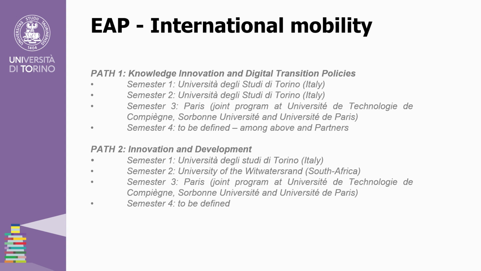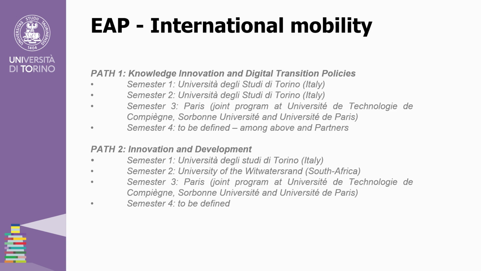Regarding the schema of the international mobility of the course Economic Analysis and Policy, these opportunities are organized in the following way. Regarding Path 1, Knowledge, Innovation and Digital Transition Policies, the first semester is based at the University of Torino and the second semester as well. The third semester will be based in Paris, in different institutions: Université de Technologie de Compiègne, Sorbonne Université and Université de Paris. The fourth semester is to be defined. It will be either at the University of Torino or in Paris or in some of the partner universities. This will be discussed and agreed with the master thesis supervisors.